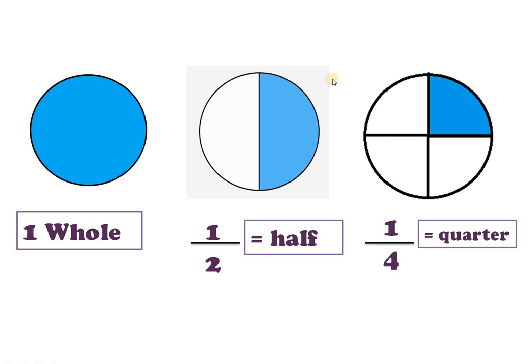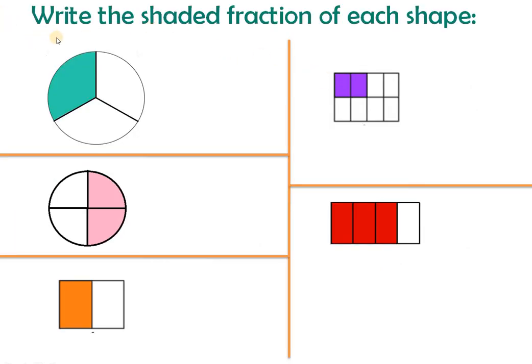Let's practice more with fractions. Write the shaded fraction of each shape. So we need to write the fraction for the colored part. Let's start with the first circle. First of all, we need to count how many parts there are in all. All the parts in the circle. Let's count them together. 1, 2, 3.